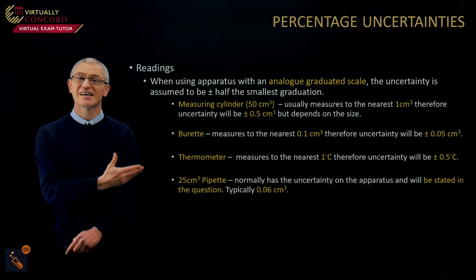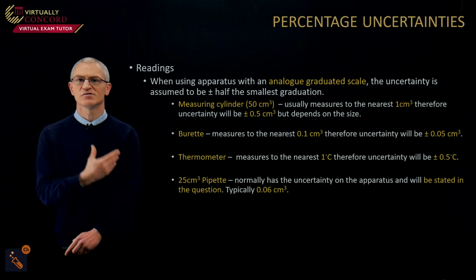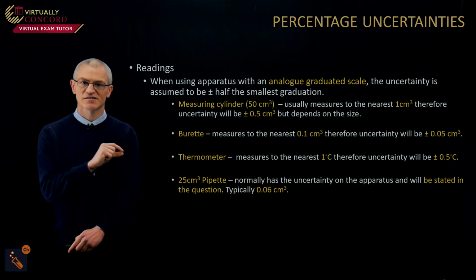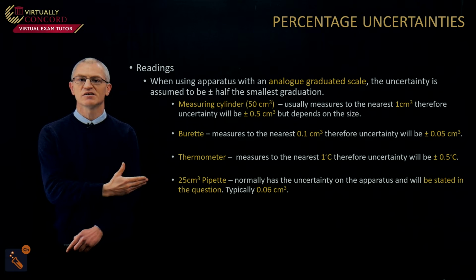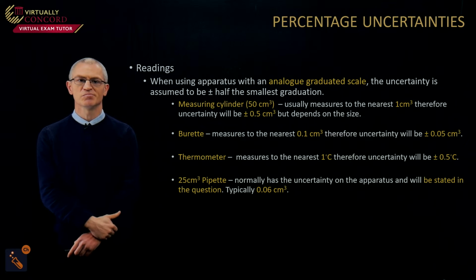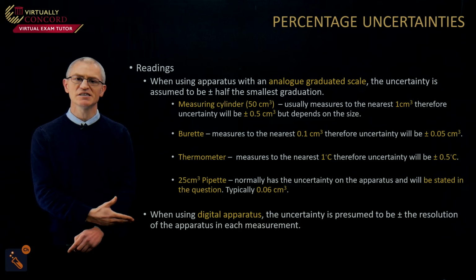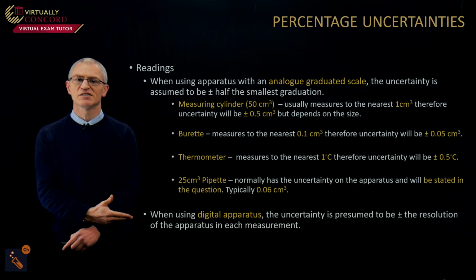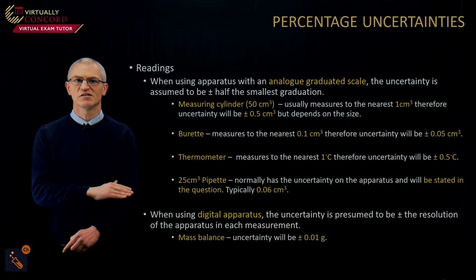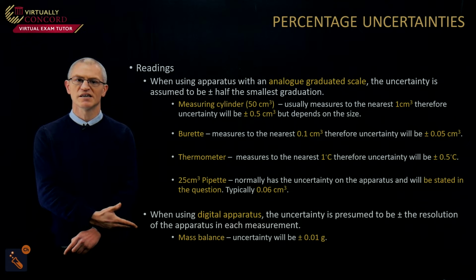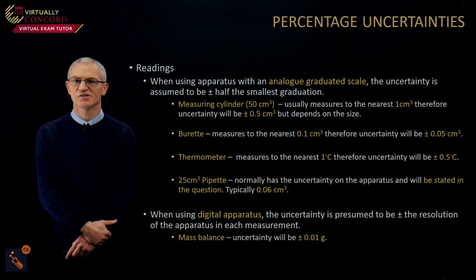A 25 centimeter cubed pipette, that's normally stated on the pipette. So if you're doing this in a lab, you will see it written on the pipette. Normally they can be class A or class B, and we'll talk later in the video about the difference between class A and class B equipment. When using digital apparatus, and really the only digital apparatus we use in chemistry on a regular basis is a mass balance, that will just be the resolution, as in the smallest graduation, and that is 0.01 on almost every balance you're ever going to use in a school.